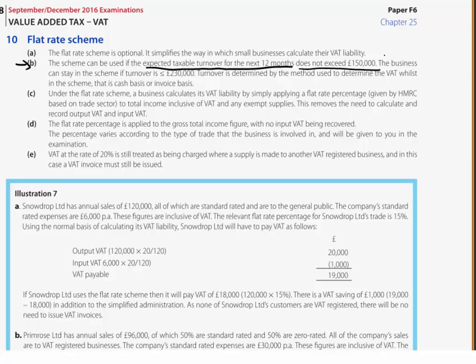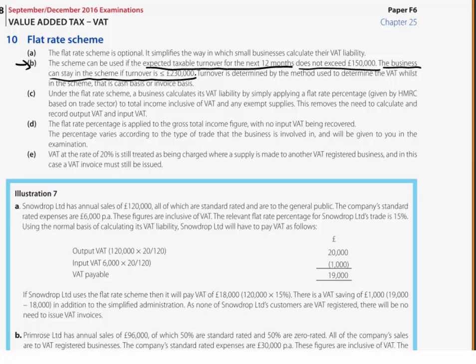You can see the sort of activity levels that we're talking about are way, way smaller than those applicable to either the cash or annual accounting schemes. Again, there then comes a level at which we'd be required to leave the flat rate scheme. The business can stay in the scheme if turnover is not greater than 230,000. Now here we've said turnover rather than taxable turnover. So this time it will be both taxable and exempt supplies. And the figure of 230,000 this time is inclusive of VAT.